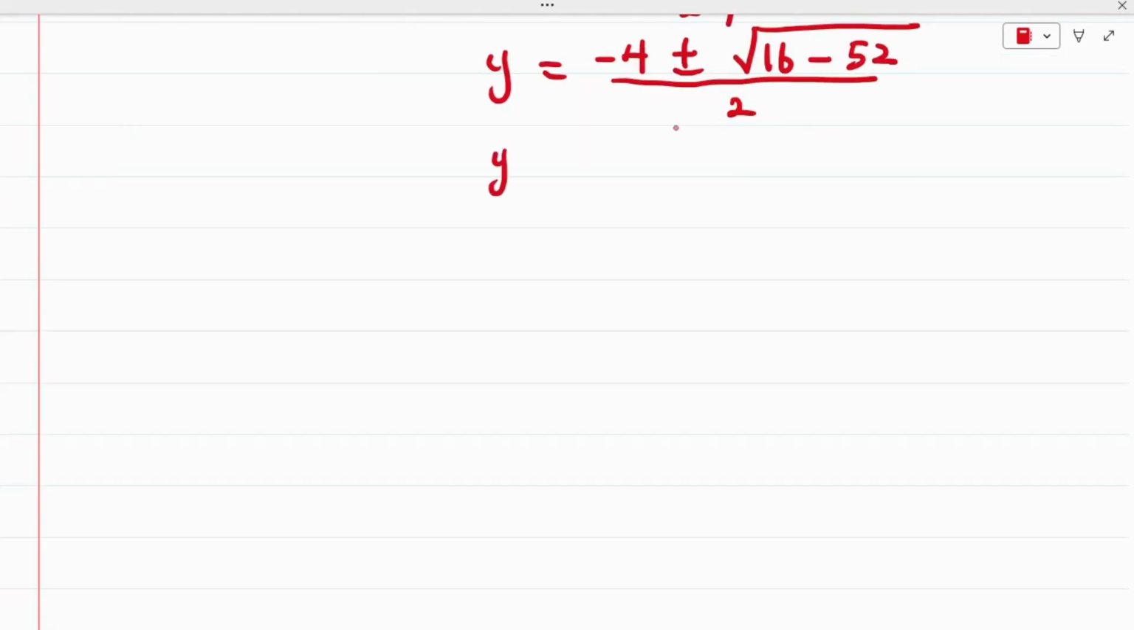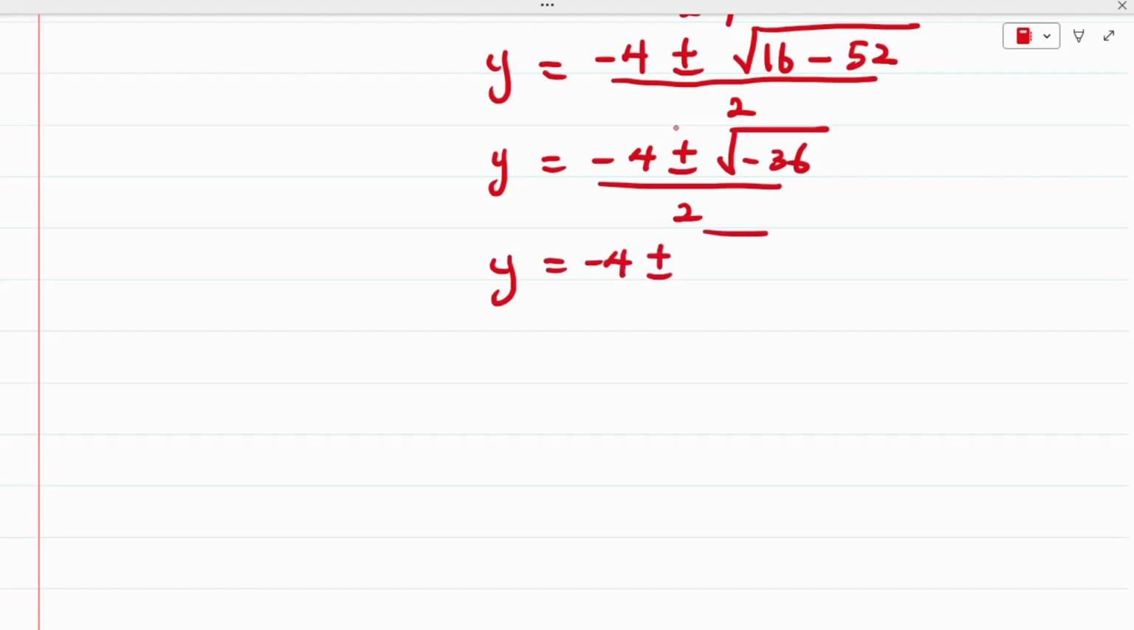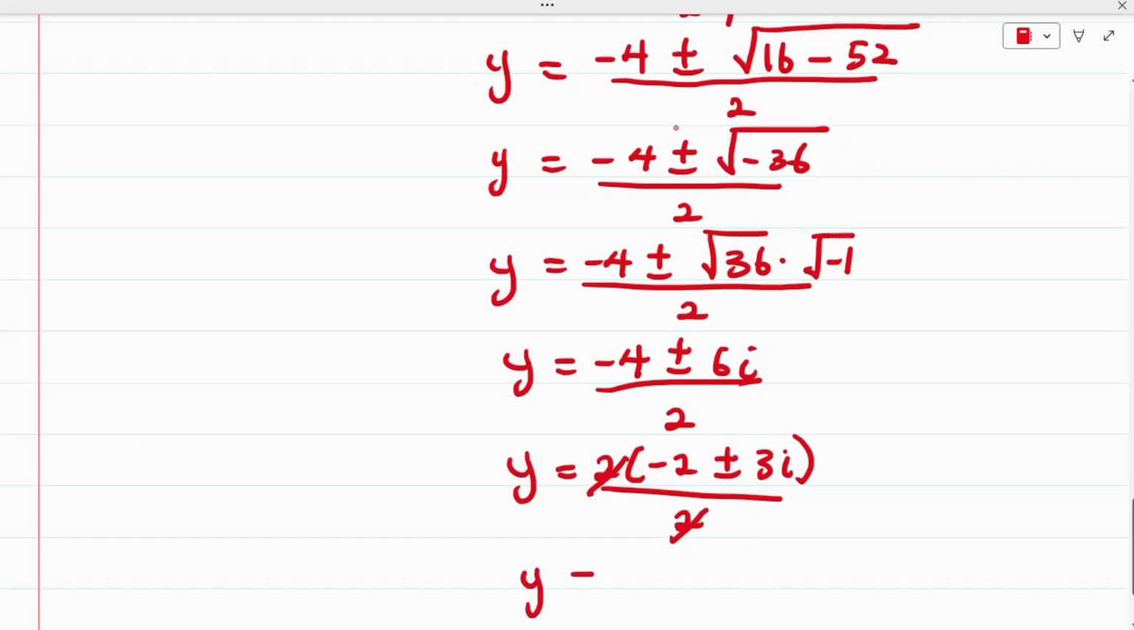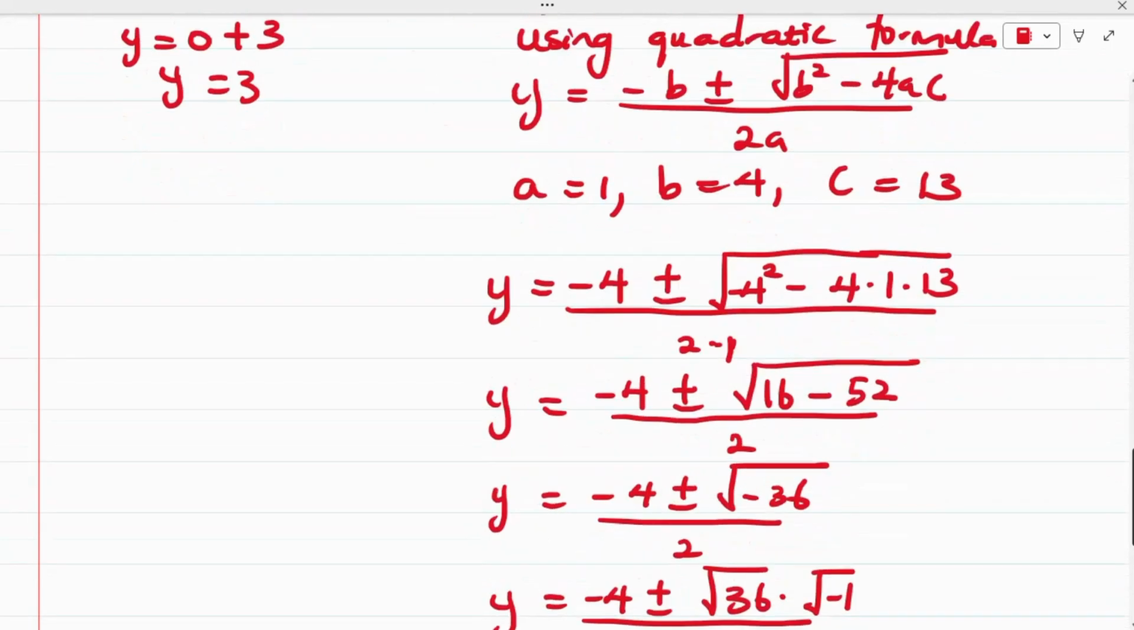So we have y = (-4 ± √(16 - 52)) / 2, and 16 - 52 is going to give us -36. So y = (-4 ± √36 × √-1) / 2, and the square root of 36 is 6, and the square root of negative 1 is i. Alright, and this is over 2. So we factor out 2 from the numerator. We have 2(-2 ± 3i) / 2. So this is going to cancel out this, and we have that y = -2 ± 3i right here. So we have been able to get the values of y.